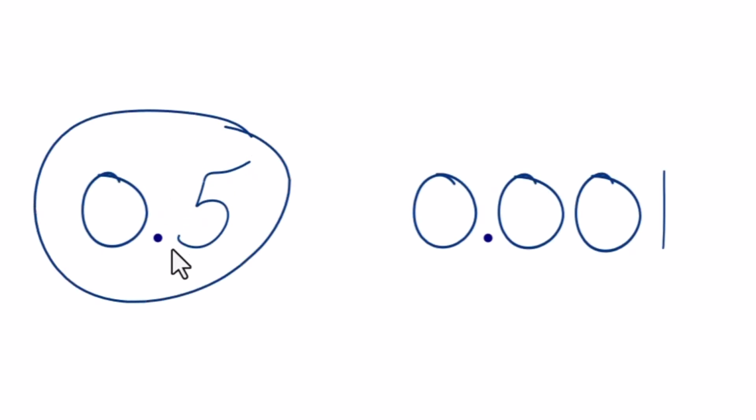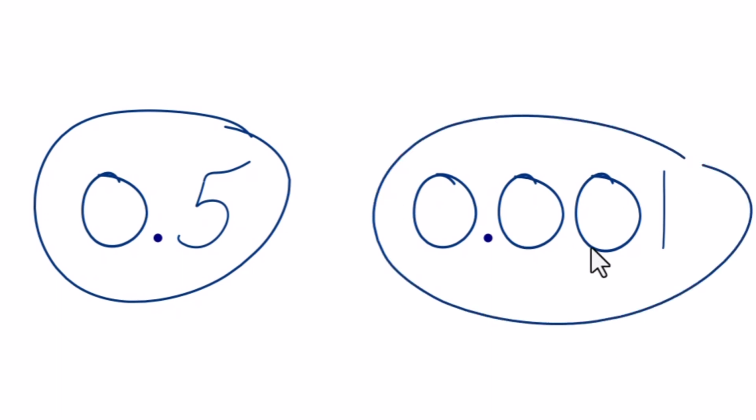Let's take a look at which one of these decimals here, 0.5 or 0.001, is greater. Here's how we do that. So the easiest way is to look at the decimal point and look at the first digit after the decimal point. This is called the tenths place.